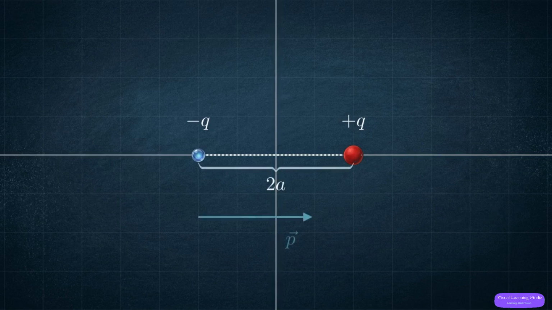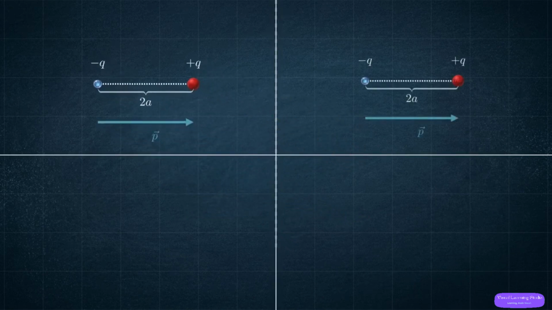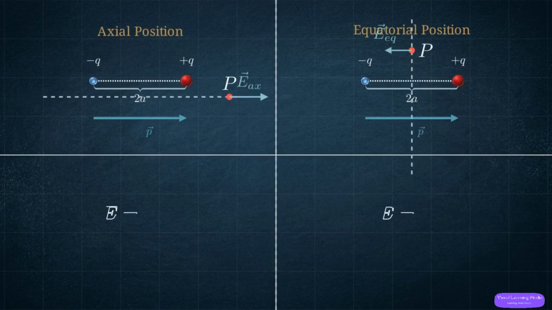One of the most frequently tested topics is the electric dipole, a system where 2 equal but opposite charges are held at a fixed distance, labeled 2a. We represent this using the dipole moment vector, p. It is important to remember the direction. This vector always points from the negative charge toward the positive charge.